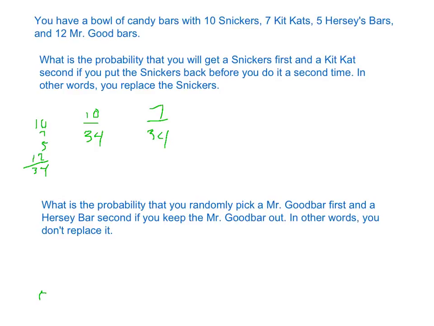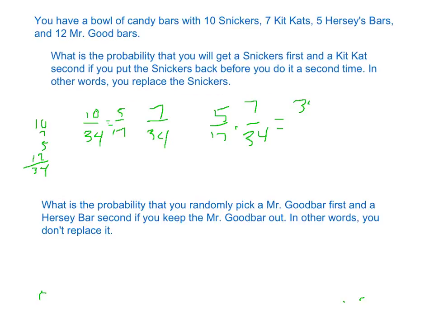Okay, we're going to reduce the 10 34ths. That's 5 17ths. So we need to multiply those two together. So 5 17ths times 7 34ths is going to give us 35 out of 288, which is about a 6% chance of that occurring.